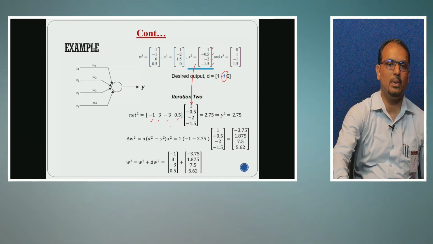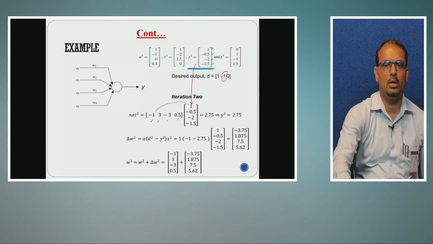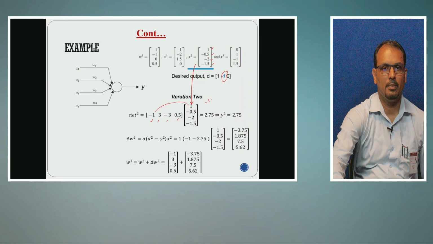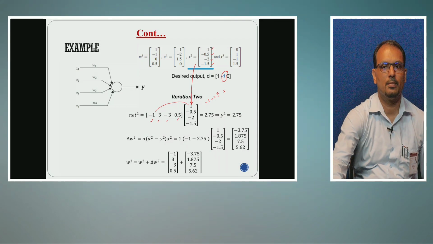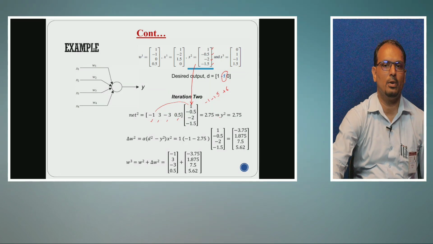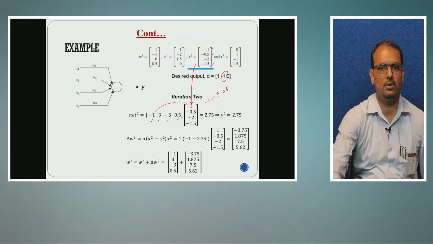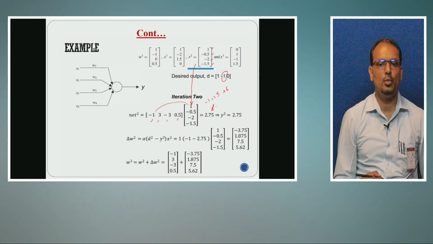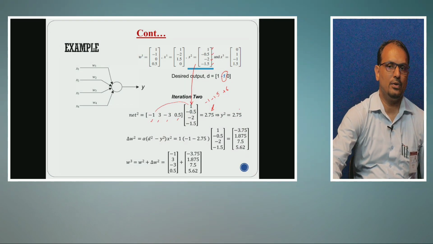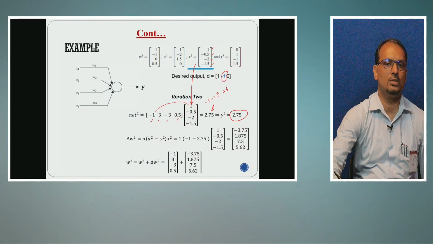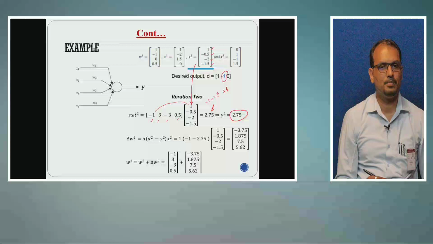If you again multiply these factors, minus 1 into 1, you will get minus 1. And 3 into minus 0.5, you will get minus 1.5. Minus 3 into minus 2, plus 6. You will get 0.5 into 1.5. If you calculate, you will get 0.75 approximately. And if you add all these values, you will get 2.75. When you apply the activation function, again you will get the same value. That's why I am writing here 2.75.